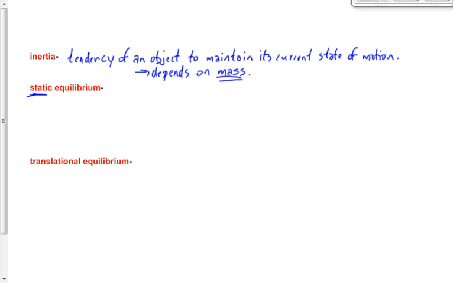Static equilibrium means balance, because that's what equilibrium is, right? You learn about equilibrium a little bit in biology class. Balance. Balanced forces when an object isn't moving. So we'll say balanced forces acting on an object at rest.